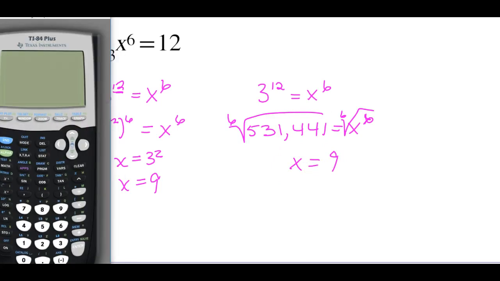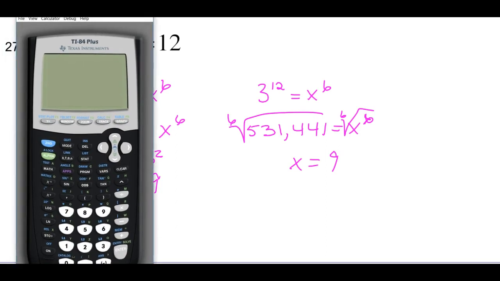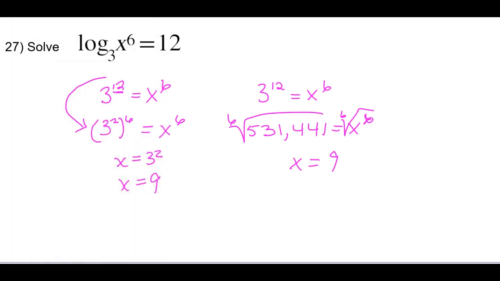So in your calculator, how do you do that? I hope you can see this all right. To do the 6th root on your calculator, first you take 6, and then you go to math, and then number 5 here says the xth root of something, so we use number 5, and it made it the 6th root, and then 531,441. And we get our answer of 9. So that's how you do that 6th root in your calculator.